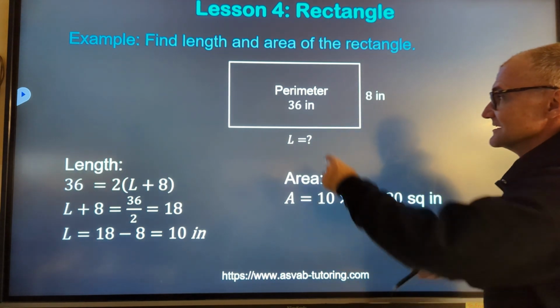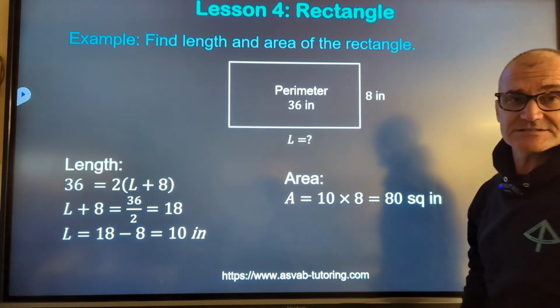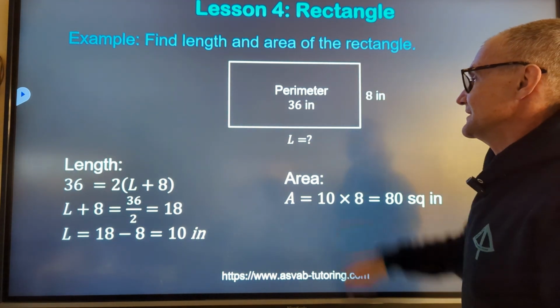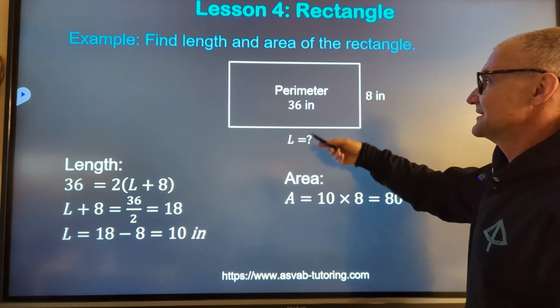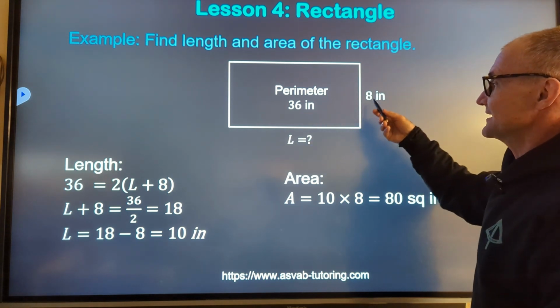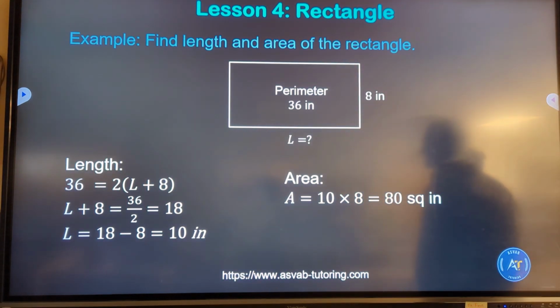Let's see if that makes sense. 10 and 8 is 18. 18 and 18 give me the 36. So that's the length all the way around the outside. Now that I know that this is a length of 10, the area is the base times the height, or the length times the width. 10 times 8 gives me an area of 80 square inches.